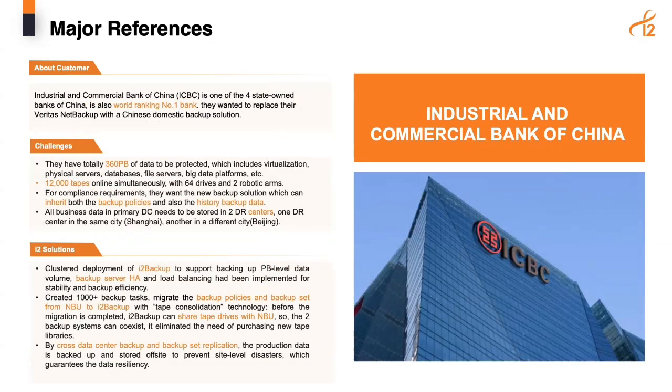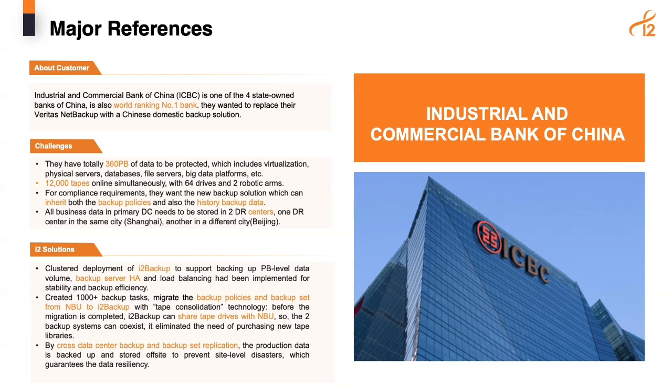The other typical major customer is ICBC, and they use our i2 backup solution. In this case, the customer has 3 sites in 2 cities. So we provided our i2 backup to help them back up their data from the primary site to the second site in the same city, and then help them to have a backup copy at the second city site. ICBC has more than 300 petabytes of data, a very big data volume.